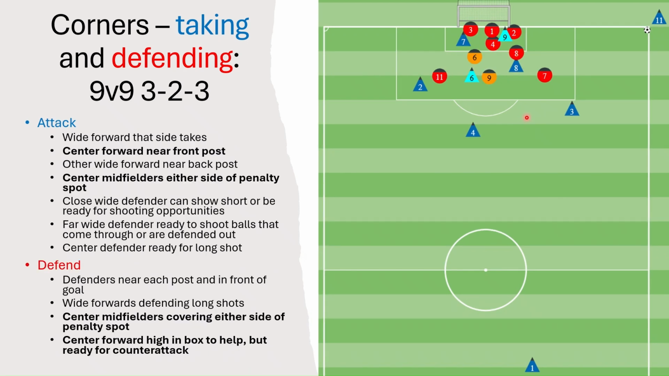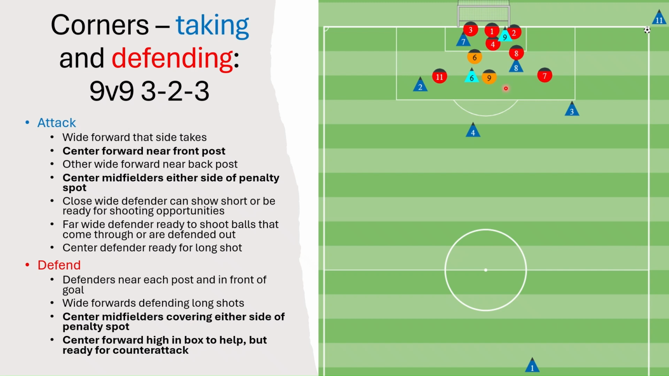For 9v9, it's fairly similar. You'll see that most of the players haven't really changed positions. I'll just talk about the players that have changed a little bit. Now that we have a center forward, we want them to be at the near post. We want the center midfielder now to be back from that near post, and then we want the other centre midfielder to be back from the far post where that other wide forward is. So we have kind of a box forming in the middle of the goal area. That's for the attacking team.